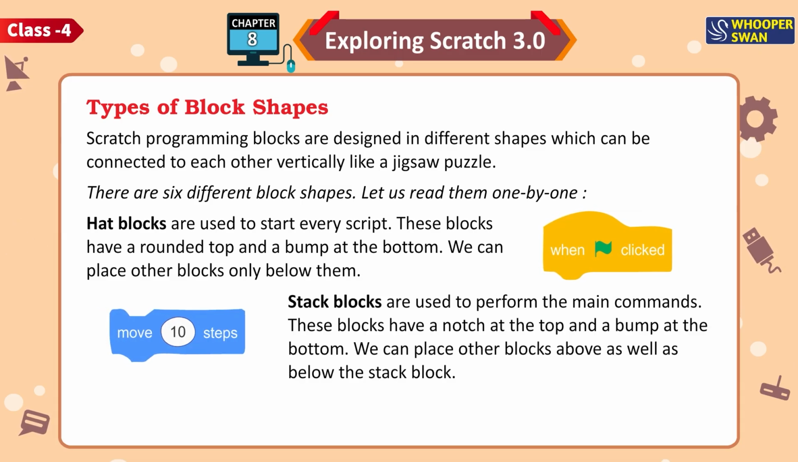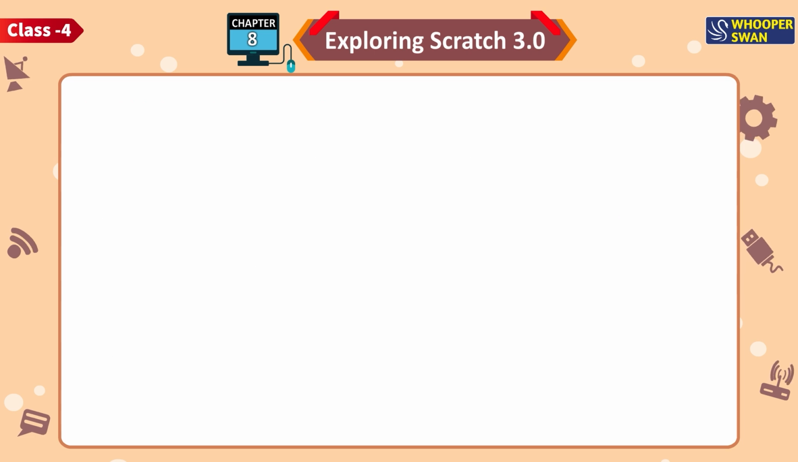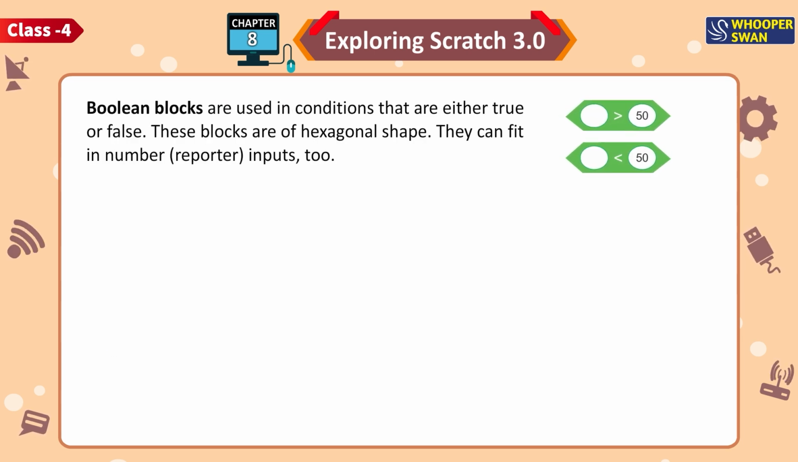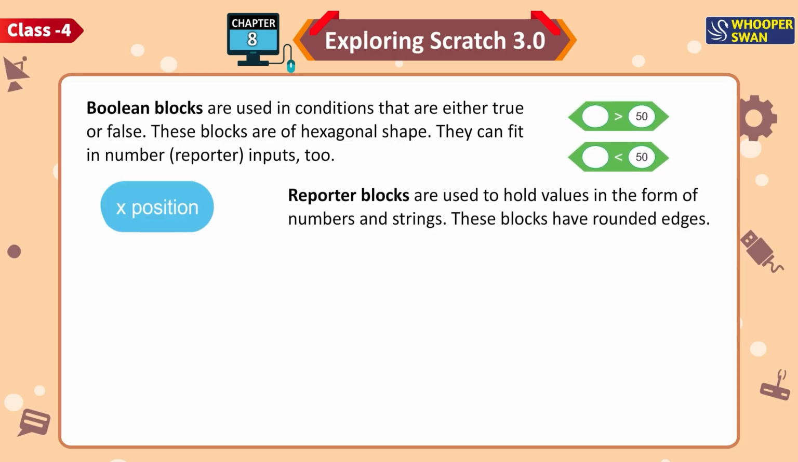Stack blocks are used to perform the main commands. These blocks have a notch at the top and a bump at the bottom. We can place other blocks above as well as below the stack block. Boolean blocks are used in conditions that are either true or false. These blocks are of hexagonal shape. They can fit a number, reporter, inputs, too. Reporter blocks are used to hold values in the form of numbers and strings. These blocks have rounded edges.